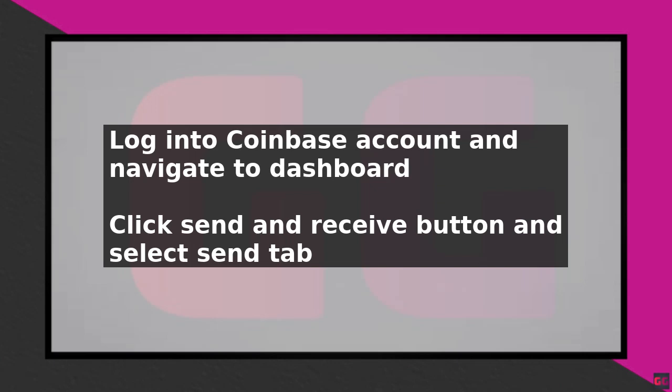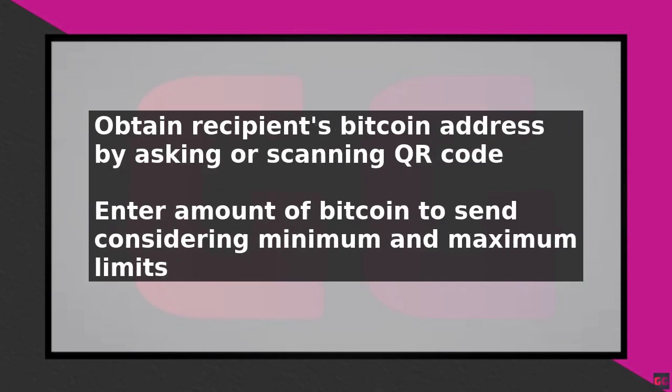You can obtain the recipient's Bitcoin address by asking them to share it with you or by scanning the QR code associated with their wallet. Enter the amount of Bitcoin you want to send, taking into account the minimum and maximum send limits. You will also need to choose a transaction fee, with higher fees resulting in faster transaction processing times.